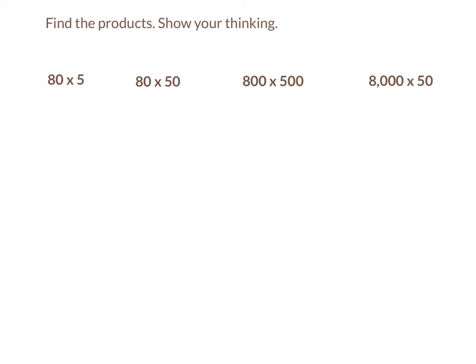So sometimes in your problem set or your homework practice or your test, you might see this. It says find the products and show your thinking. Do you notice something similar about all those problems? Yeah. They all have an 8 and a 5 and lots of zeros, right? Yeah. Okay, for the first one, let's take a look at that one first. 80 times 5. Are they both multiples of 10? No. Is 80 a multiple of 10?